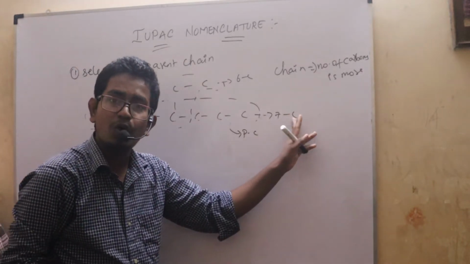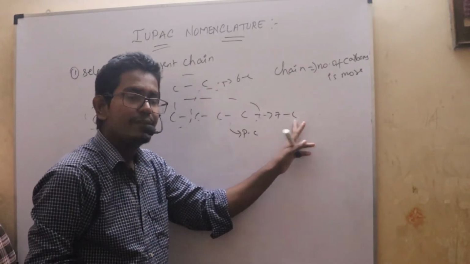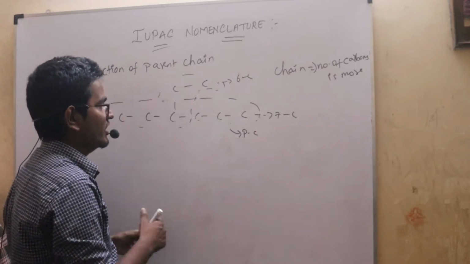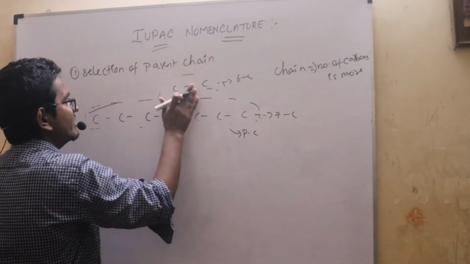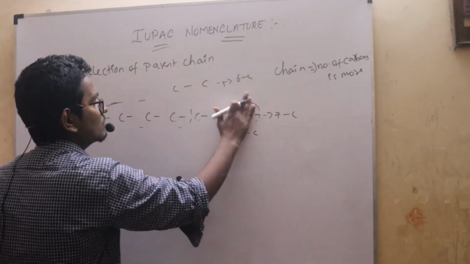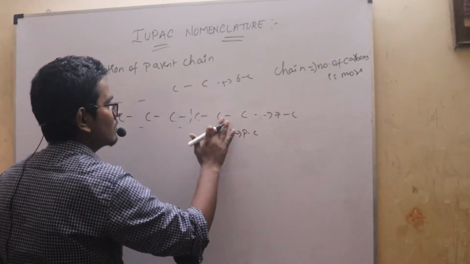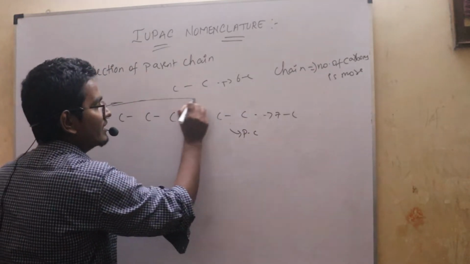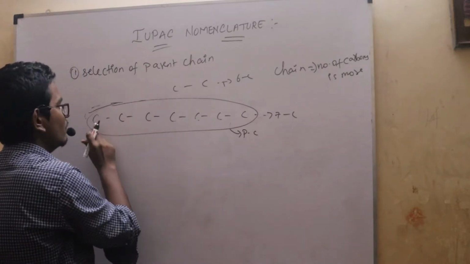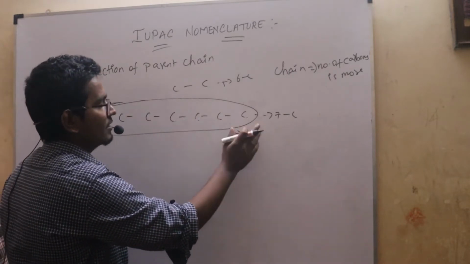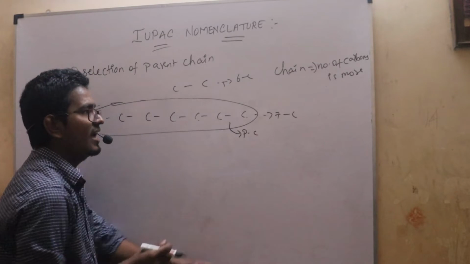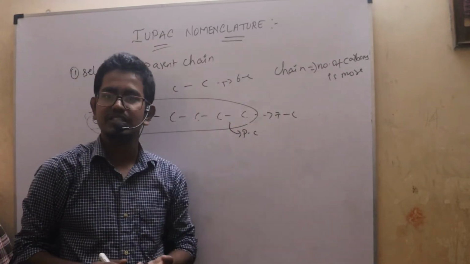As this chain has the most carbons, it will be considered the parent chain. I'm just marking this one. Yeah, it is the parent chain. Right? 1, 2, 3, 4, 5, 6, 7. So it is the parent chain, as more carbon atoms are present in this chain.